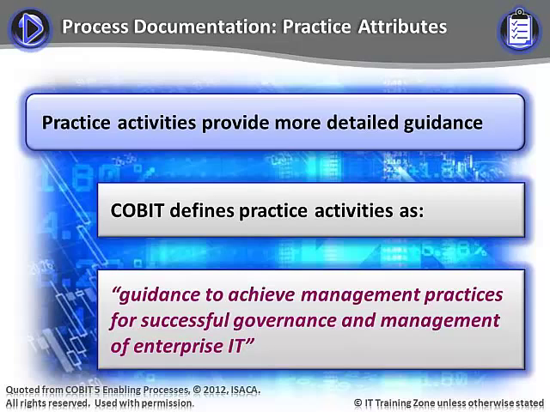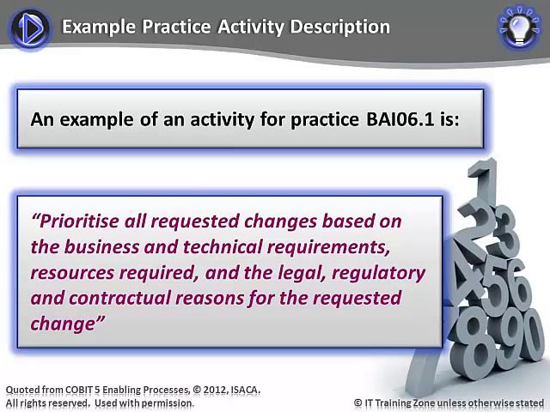COBIT defines practice activities as guidance to achieve management practices for successful governance and management of enterprise IT. Like the practices, the activities are based on accepted standards and good practice, and should be tailored to fit the needs and circumstances of the enterprise. Several activities are described for each practice. In the case of practice BAI-06.01, 7 activities are described.